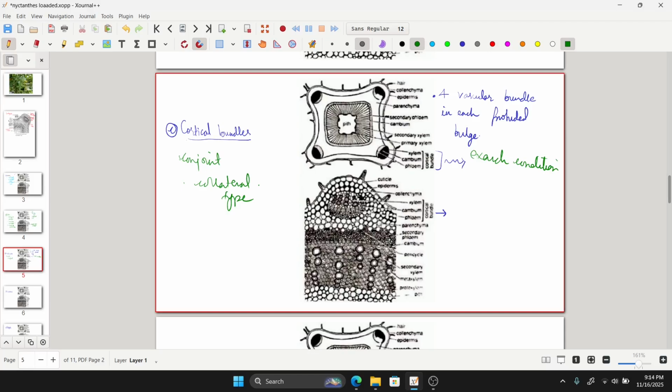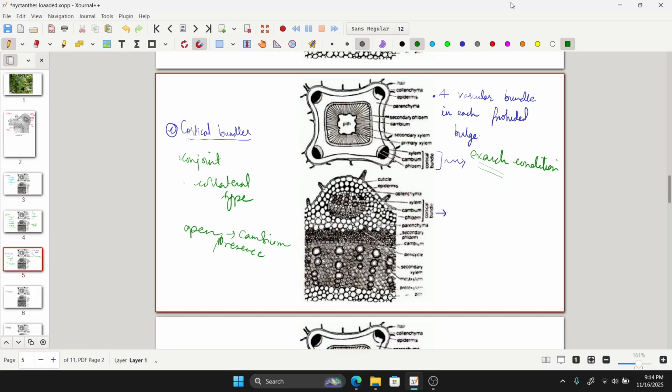and collateral type means that the phloem is at the periphery, and likewise it is open type, that is there is presence of cambium. So it is called open type. And I have already told you that it is exarch condition, that is protoxylem is towards the periphery.